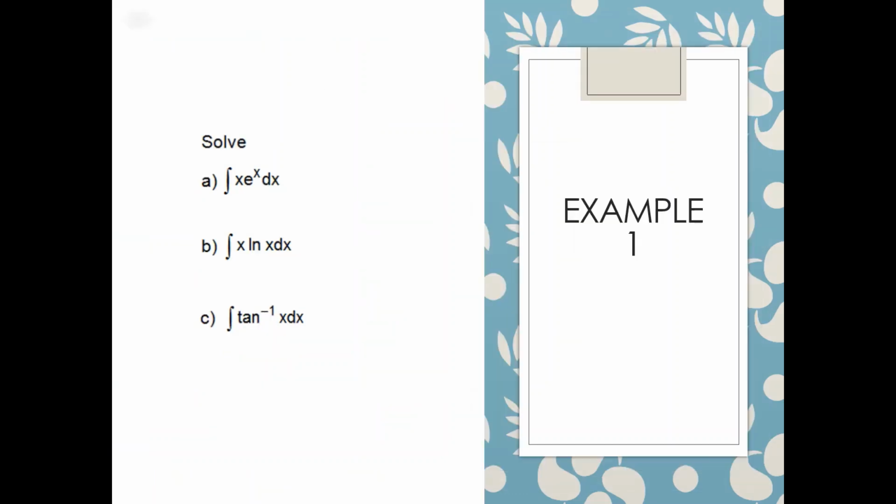Now, let's do the following examples. To solve the integral using integration by parts, you need to follow these steps. Number 1, choose the correct u and dv based on LIATE. 2, differentiate u. 3, integrate dv to get v. 4, substitute the information into the formula of integration by parts. And the last step, simplify and solve the new integral.